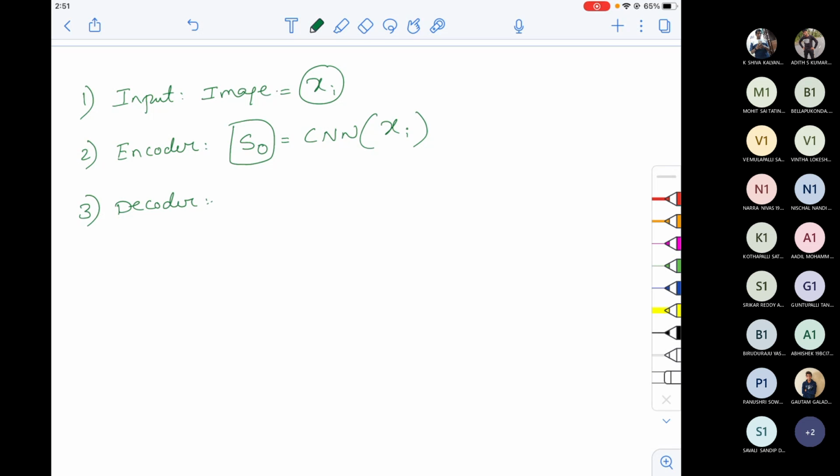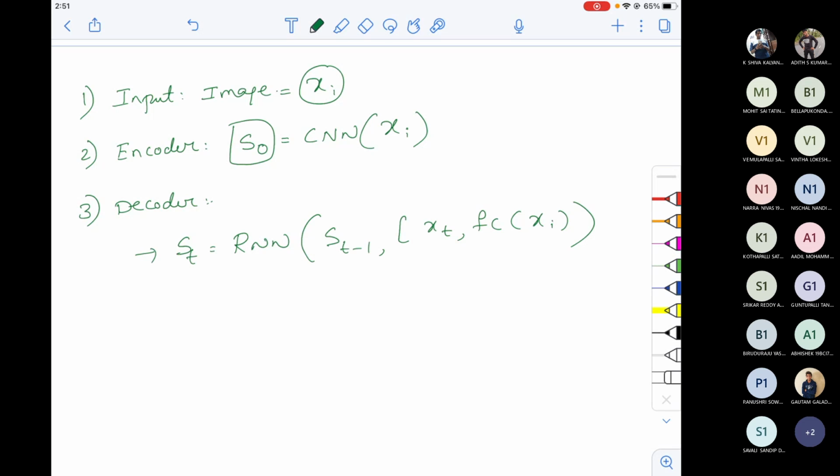What about the decoder? The decoder is basically an RNN. I already have written this S_t, but I'm writing it in a single set, S_t minus 1. And I also have X_t, the fully connected representation of the image X_i.